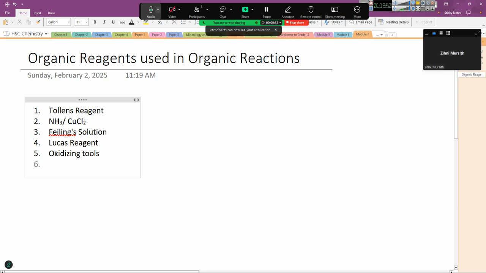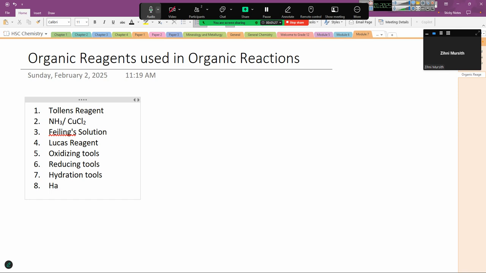Then we have to study about oxidizing reagents and reducing reagents, right? And then we have to study about lithium aluminium hydride, which comes under that. And hydration reagents. Hydration means we are going to add water to the organic compounds. Okay, and then we have to study about halogenation, right? So we will study about halogenation as well.